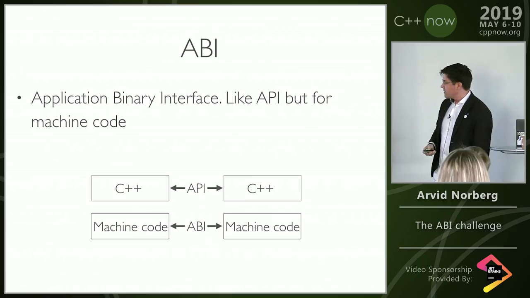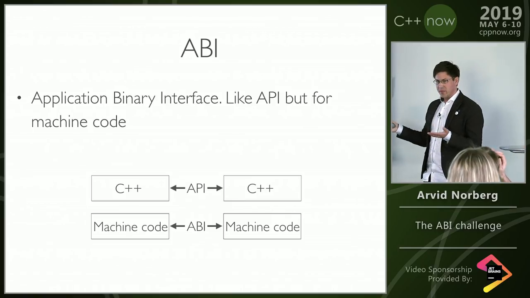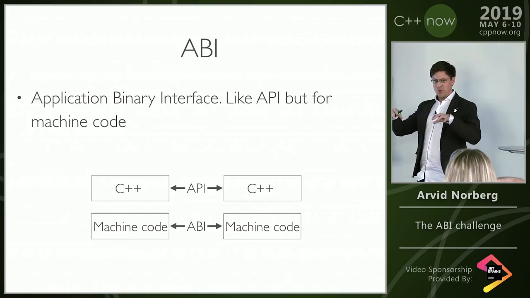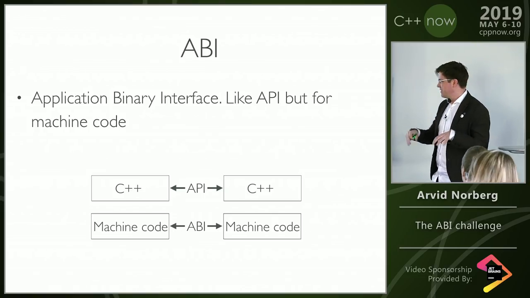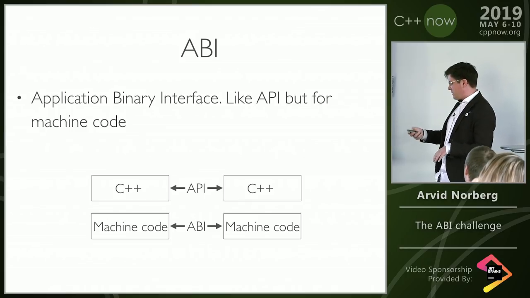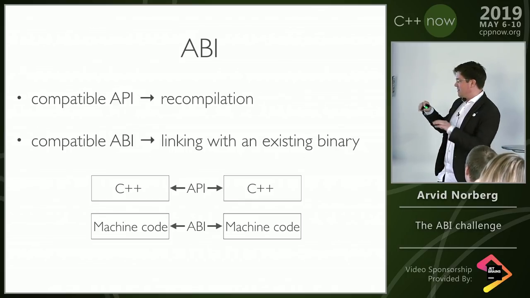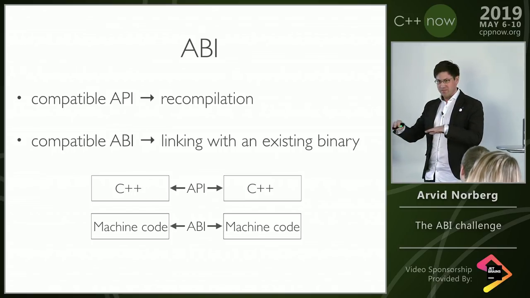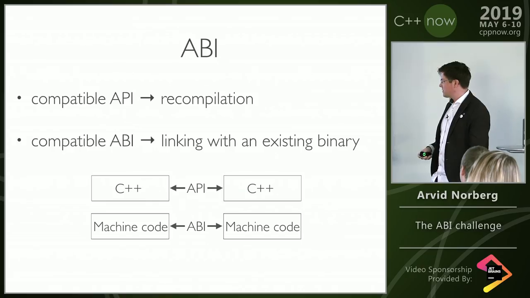So an ABI is the interface, it's short for application binary interface. It's the interface between two objects of machine code. It's sort of like an API, but at the machine code level. So APIs talk about language concepts. ABIs talk about machine code and machine state concepts.